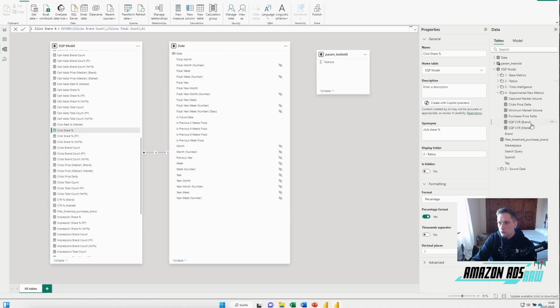One is called conversion rate, SQP conversion rate. So this is not the purchase rate. This is what I just talked about. This is purchases divided by clicks. And I have this both on my brand level and on the market level. On the brand level, I'm doing purchases brand count divided by clicks brand count. And on the market level, I'll do purchases total count divided by clicks total count.